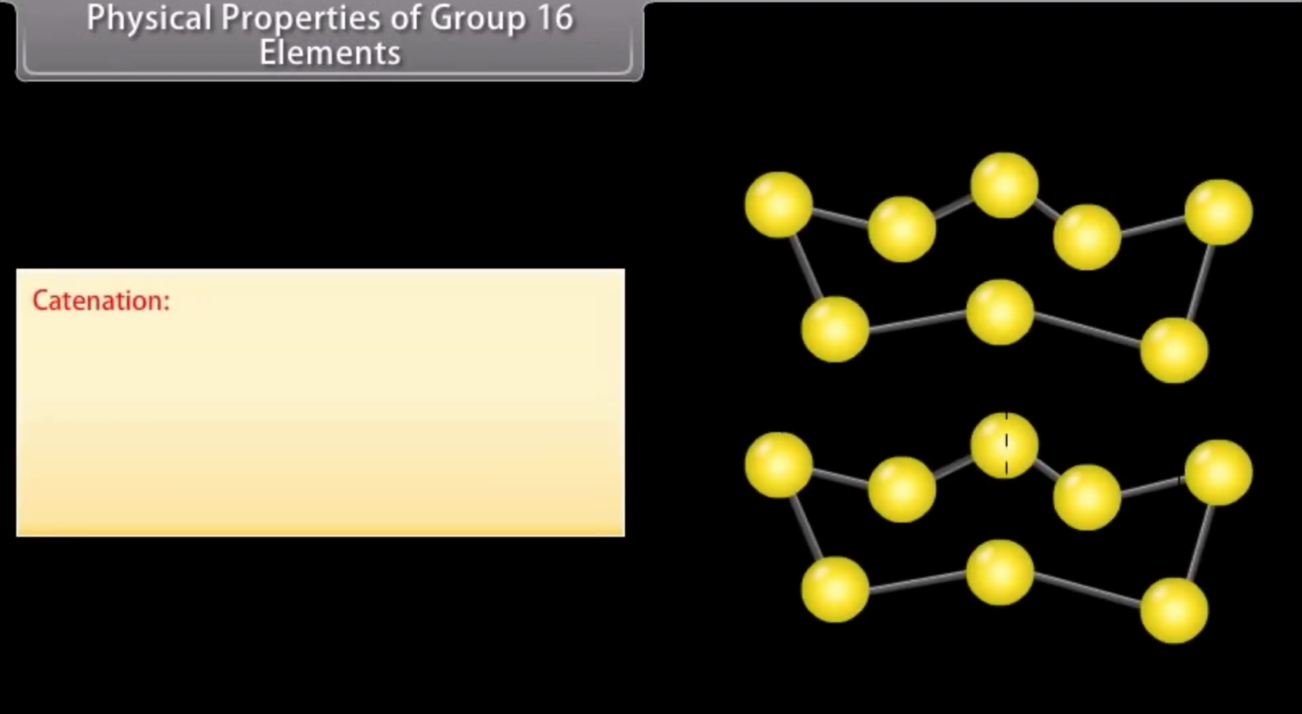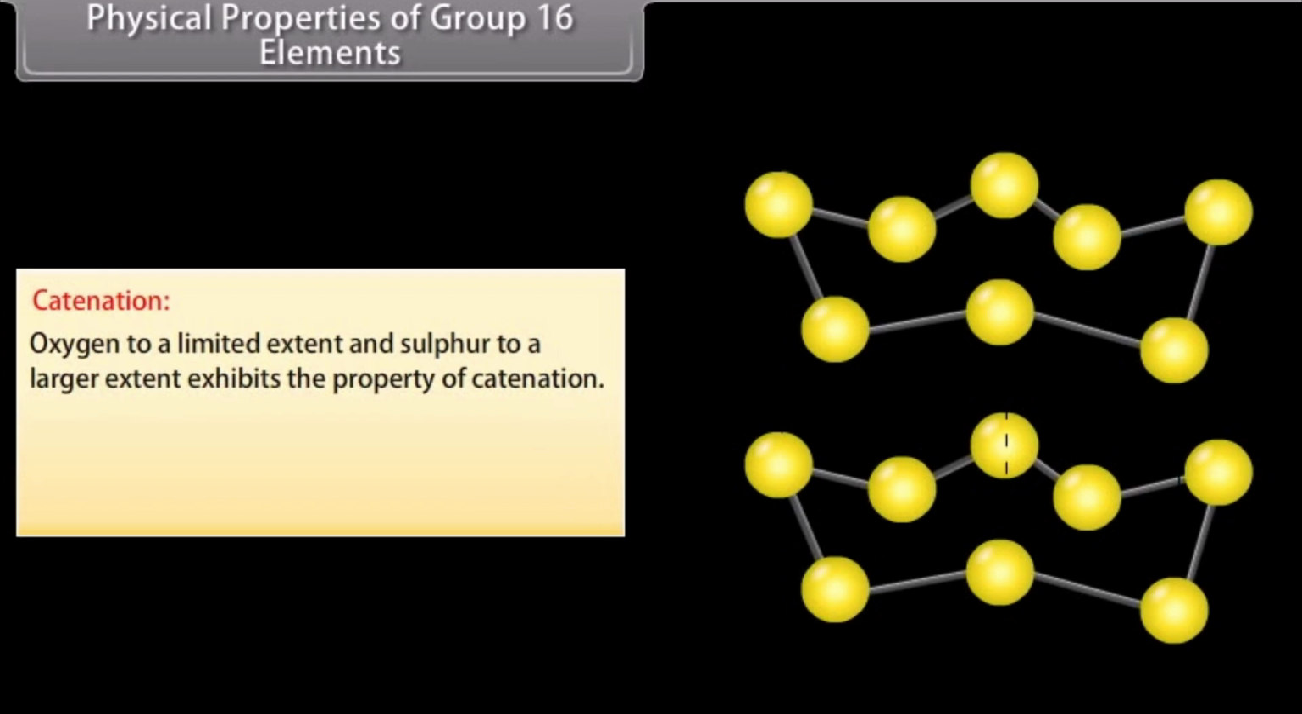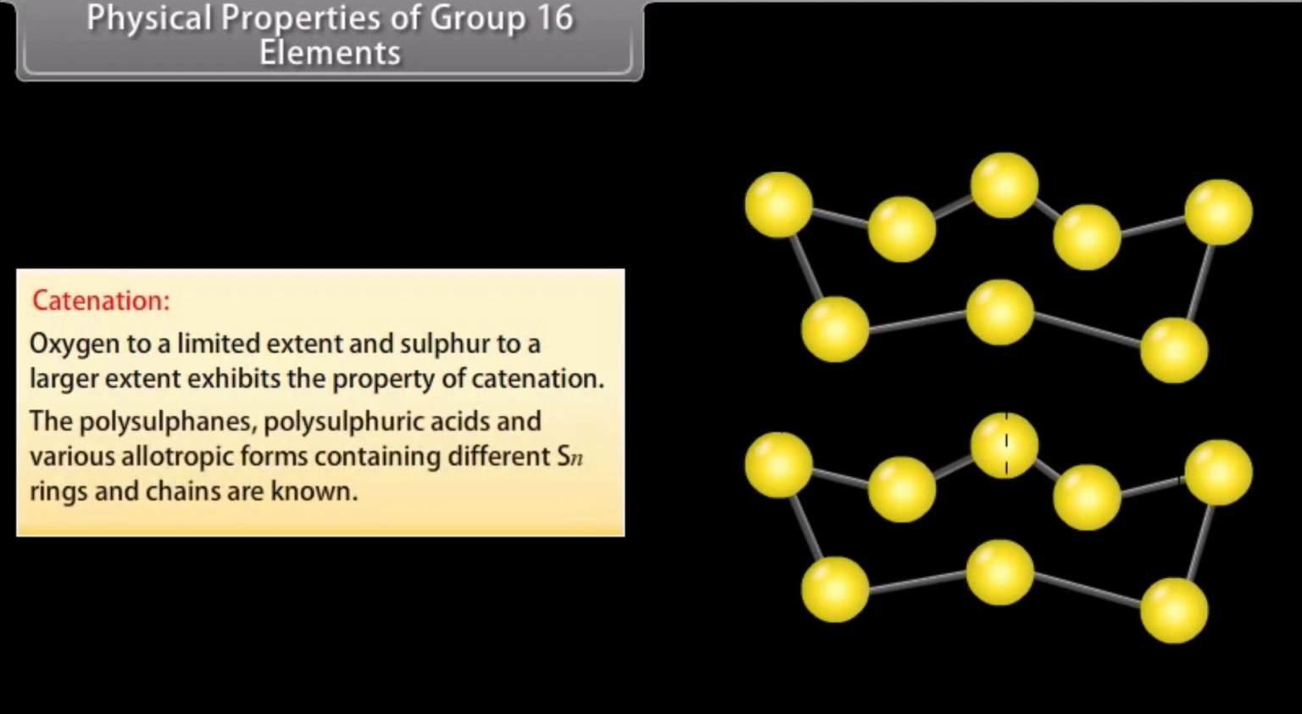Physical properties of group 16 elements. Catenation. Oxygen to a limited extent and sulfur to a larger extent exhibit the property of catenation. The polysulfanes, polysulfuric acids and various allotropic forms containing different Sn rings and chains are known. The sulfur-sulfur bond is very important in biological systems and occurs in proteins and enzymes.